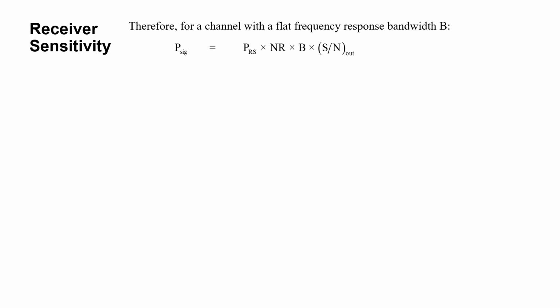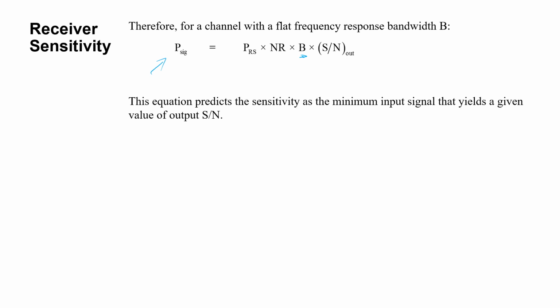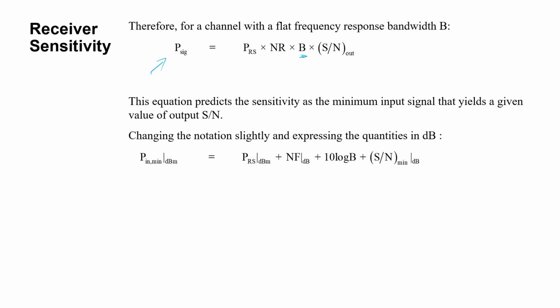So therefore, for a channel with a flat frequency response, having a bandwidth that's almost flat, then P signal will be equal to PRS multiplied by NR multiplied by bandwidth here, because we previously talked about P signal per unit bandwidth, but now we are actually putting this bandwidth inside our equations, multiplied by the signal to noise ratio that is required at the output of the receiver. This equation predicts the sensitivity as the minimum input signal that yields a given value of output signal to noise ratio.